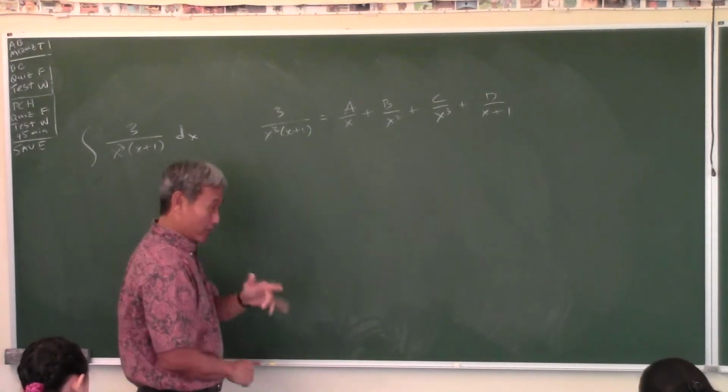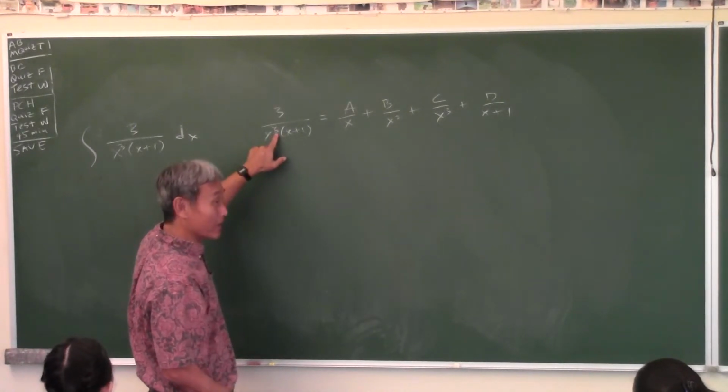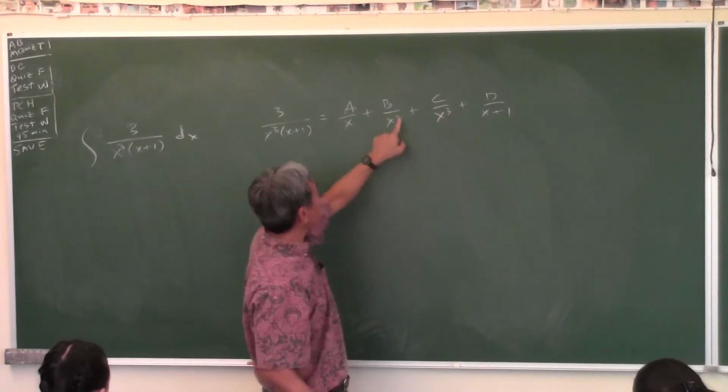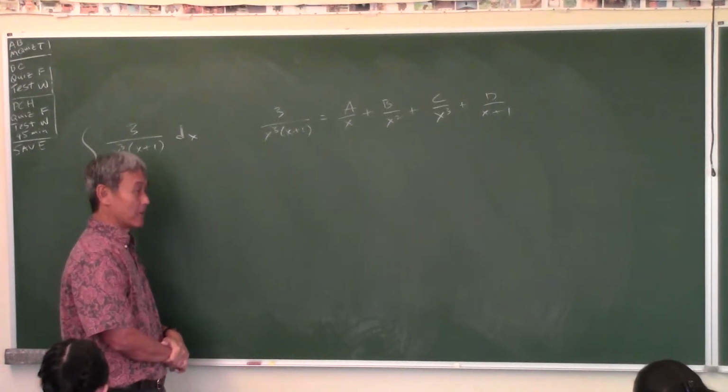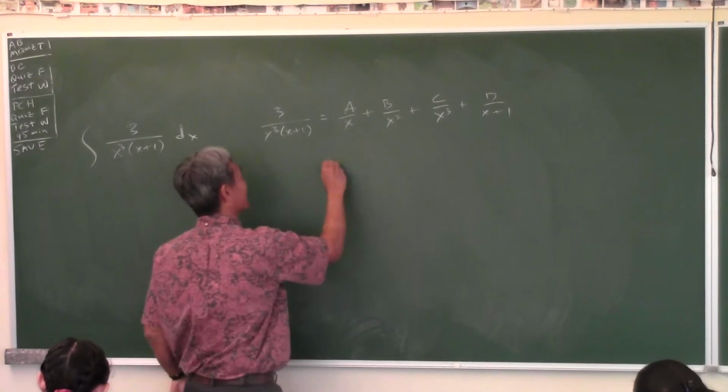So what does that mean? When you have a power here, you have to have that power plus all the ones that come before it, all the way down to 1. You guys understand that? You cannot just do this.